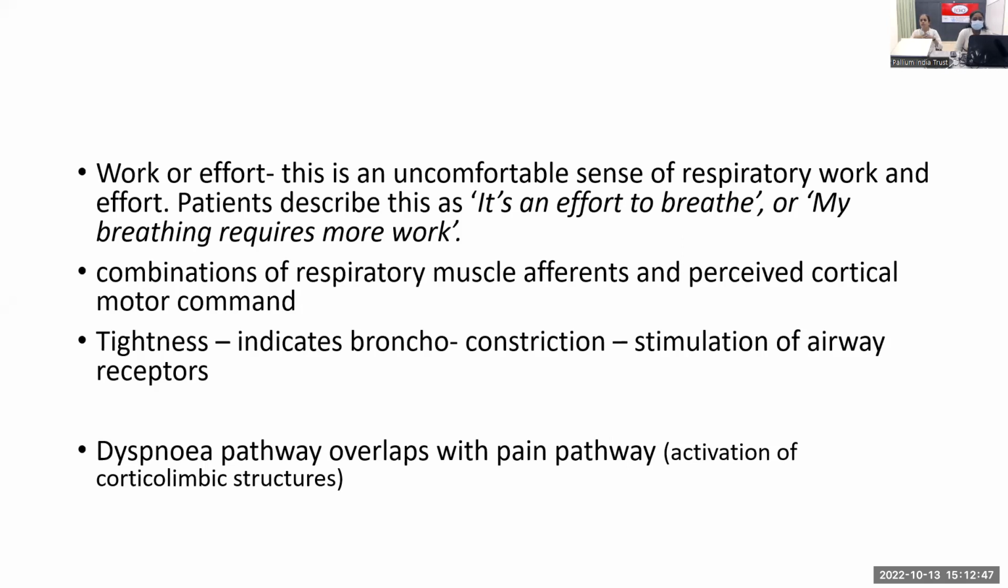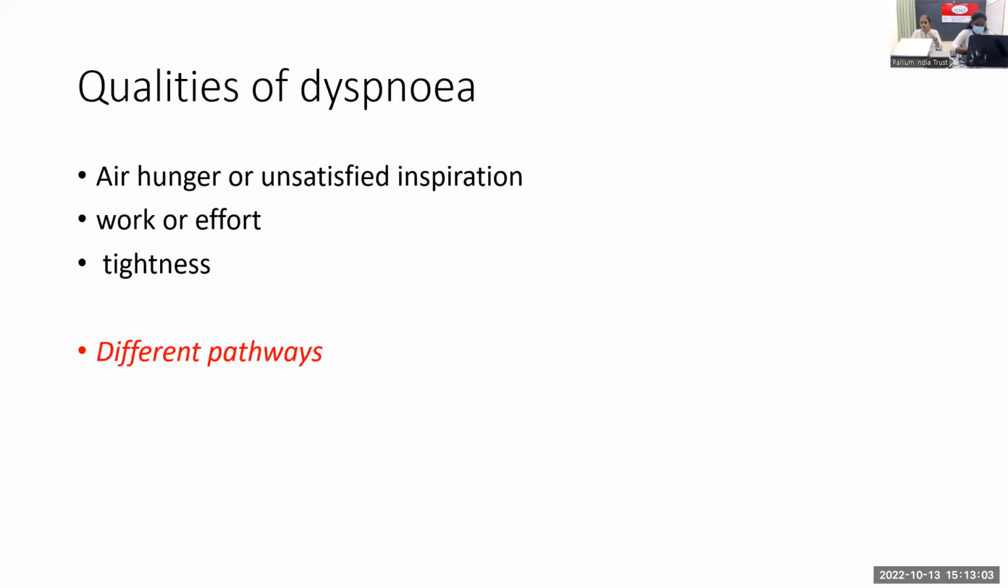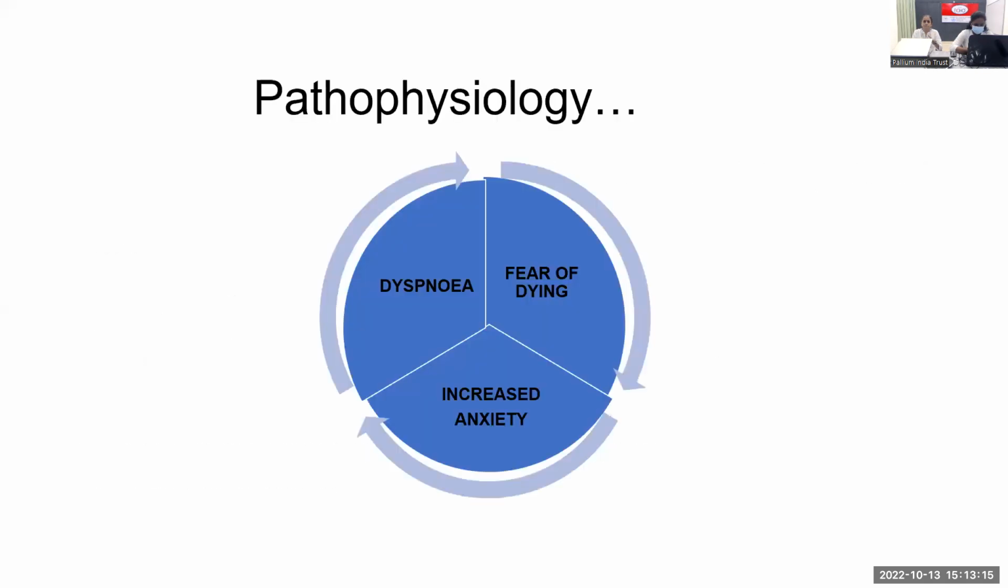They feel there is chest tightness. Many of you might have experienced that when you have an infection, or a lower respiratory tract infection, or during COVID. There is a chest tightness because there is a bronchoconstriction happening. So these are the three types of quality of breathlessness. One is air hunger, that is, I can't get enough air to breathe. Second is work, I need more energy to get a breath. And the third is chest tightness.